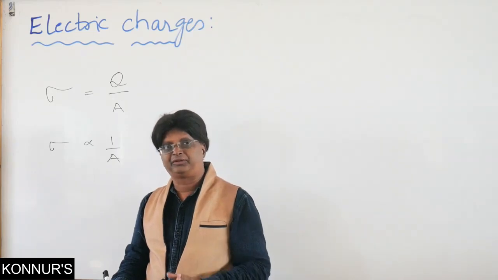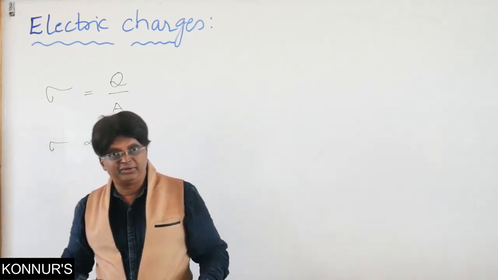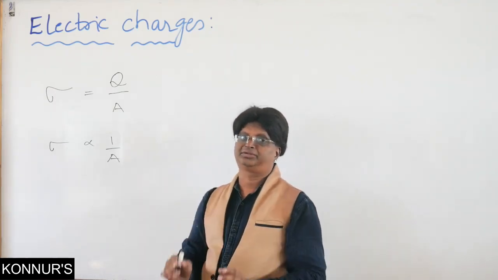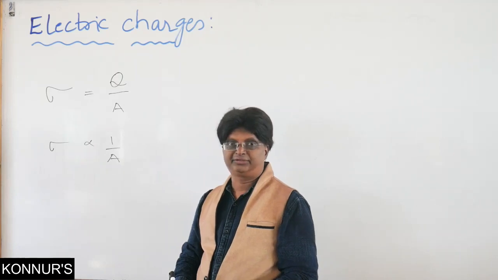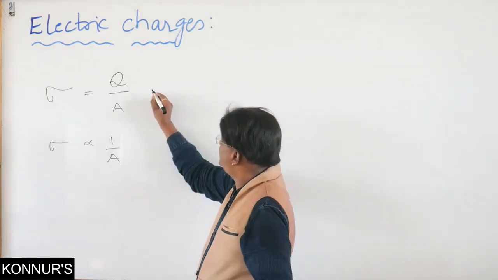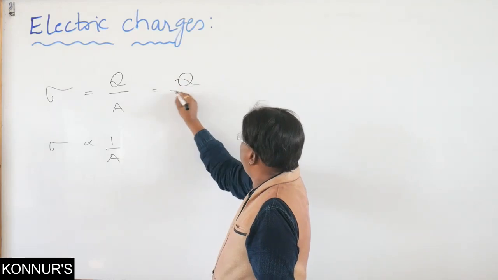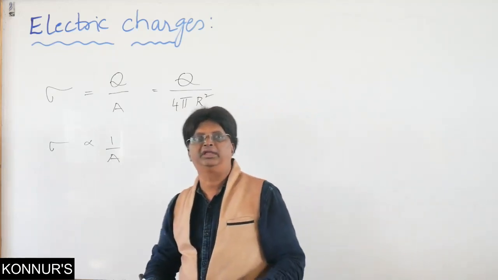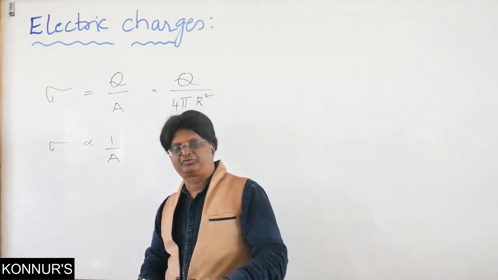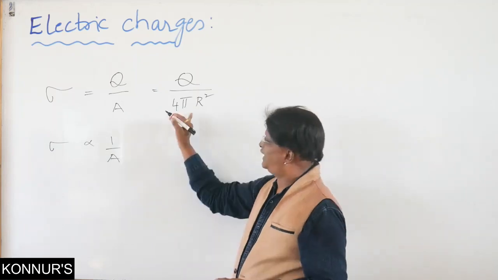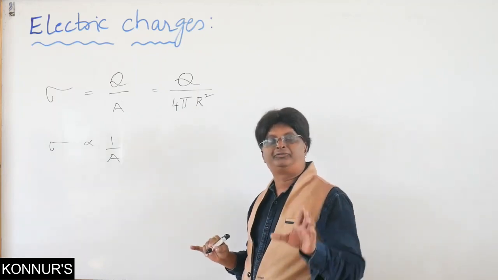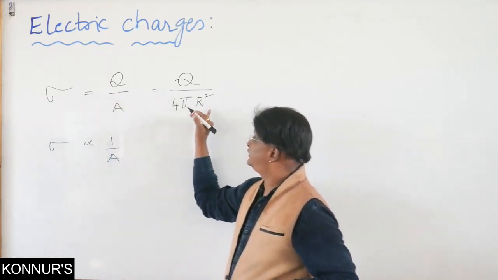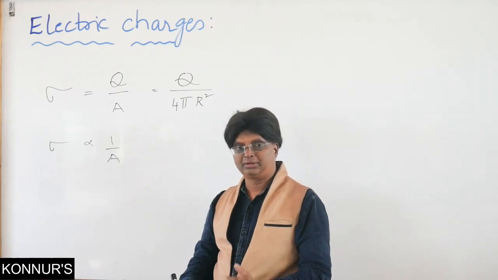When we consider such surfaces, at least for our board examinations, seat examinations, we have more cases of spherical surfaces. So for spherical surfaces of radius capital R, I will write this expression as Q by 4 pi r square. You remember that R is the radius of the spherical surface, 4 pi r square is its surface area. Now remember, I am writing this for a specific case of spherical surfaces. So once again here you will see that sigma and radius are inversely related.